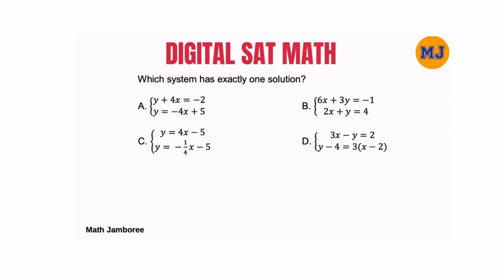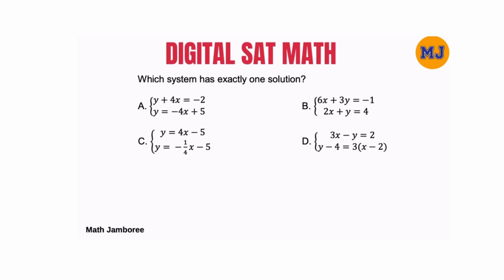Today we are diving into an intriguing topic in mathematics, systems of equations and their solutions. Specifically, we'll explore which systems have only one solution. Let's get started. In algebra, systems of equations consist of two or more equations with the same set of variables. A system can have three types of solutions: no solution, infinitely many solutions, or exactly one solution. Today, we're focusing on the systems that have exactly one solution.